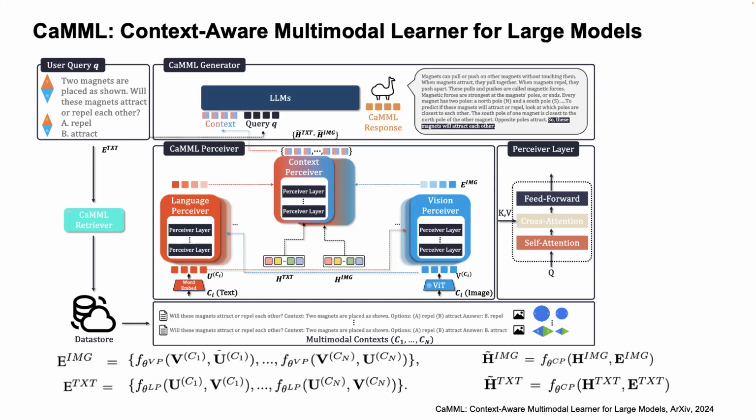So for the embedding model, this time it is frozen. We only need to fine-tune the language perceiver, vision perceiver, and also the context perceiver. Now we get the embedding from the language perceiver and the image perceiver. What we need to do is cross-attend a learnable query from the context perceiver. So this is a learnable query.